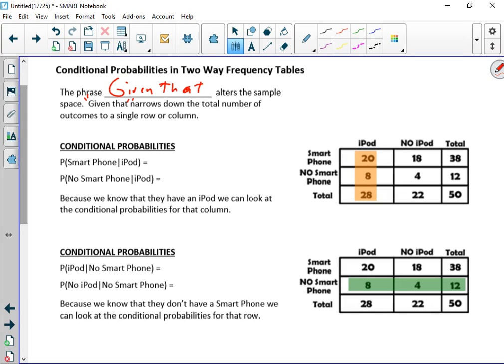So, conditional probabilities. Probability of a smartphone given iPod. Well, notice, if we're given that it's an iPod, that means we're removing anybody with no iPod. We're only talking about the people that have iPods, which means our total just went from 50 down to 50 minus 22, which is 28. We're not even considering the no iPods. So our total just changed, which means our denominator is going to change. So, who has a smartphone? 20. But we're not talking about 20 out of 50 because we're only looking at the iPod people. And who has no smartphone given an iPod? 8 out of 28.